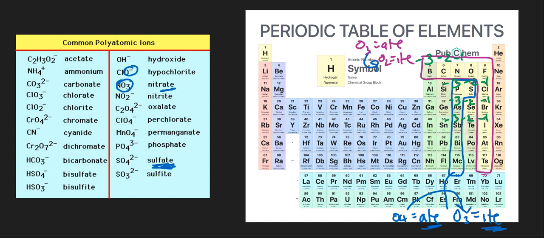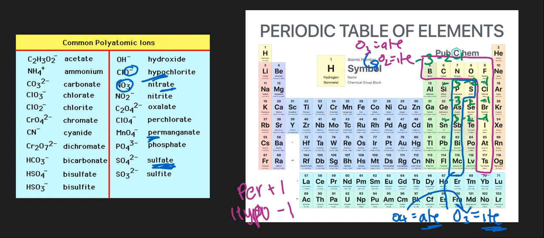And if you have prefixes like per- and hypo-, well, per- means one more. So it's +1 oxygen, and hypo- means -1 oxygen. So this would work for a majority of the polyatomic ions.